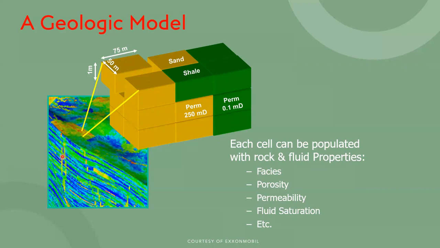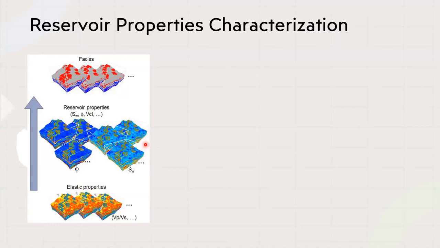So each cell in this part can be populated with the rock and fluid properties. We have the facies information in that area, porosity, permeability, fluid saturation, and everything you can add into your machine. So that is called the digital rock physics model, or the rock model. Based on that, you can find out the accurate measurement of the volume of the hydrocarbon which you are targeting. Also, we can use seismic inversion.